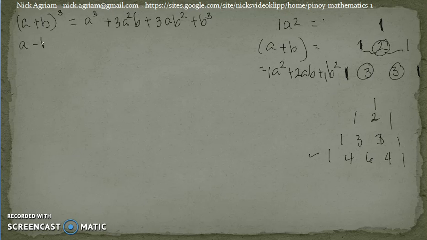And we have (a minus b). The cube of that is the cube of a minus 3a squared b plus 3ab squared minus b cubed. So what you need to remember here is the alternating sign: negative, positive, negative, positive, and then negative again. But the numerical coefficients are the same, 1, 3, 3, 1. Okay, let's take some examples.